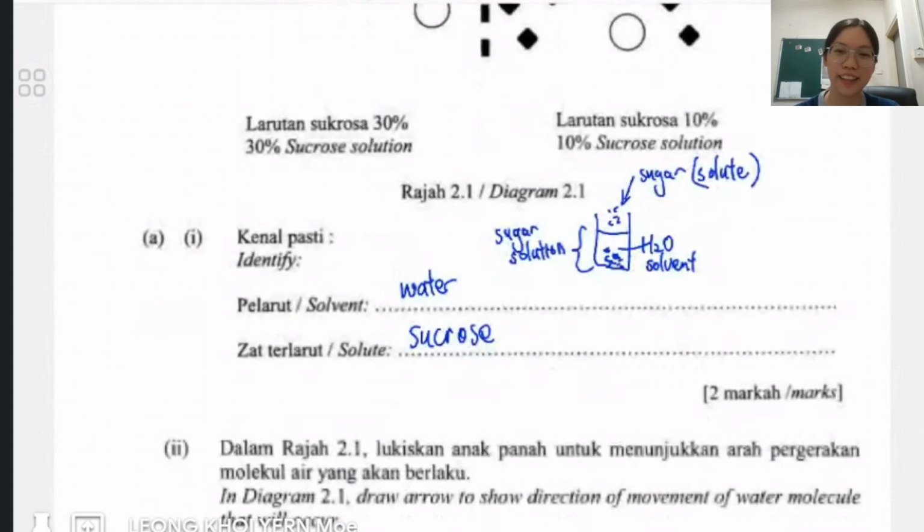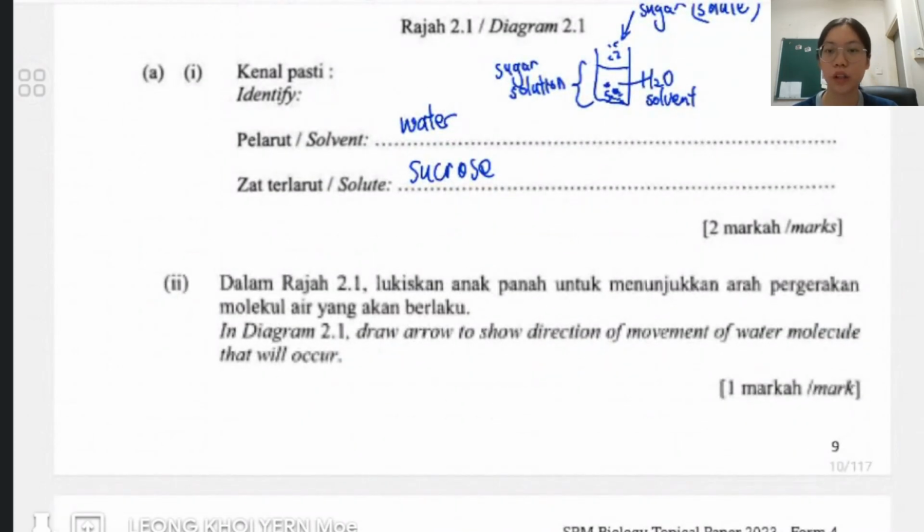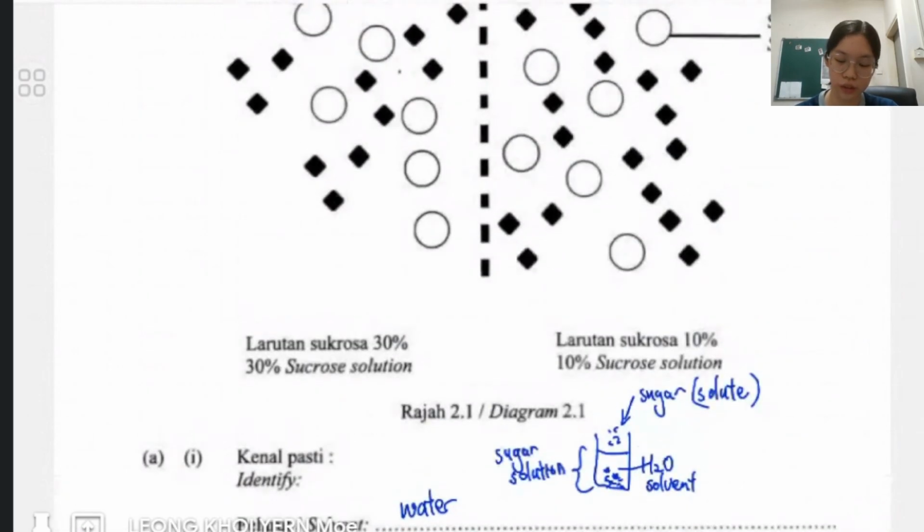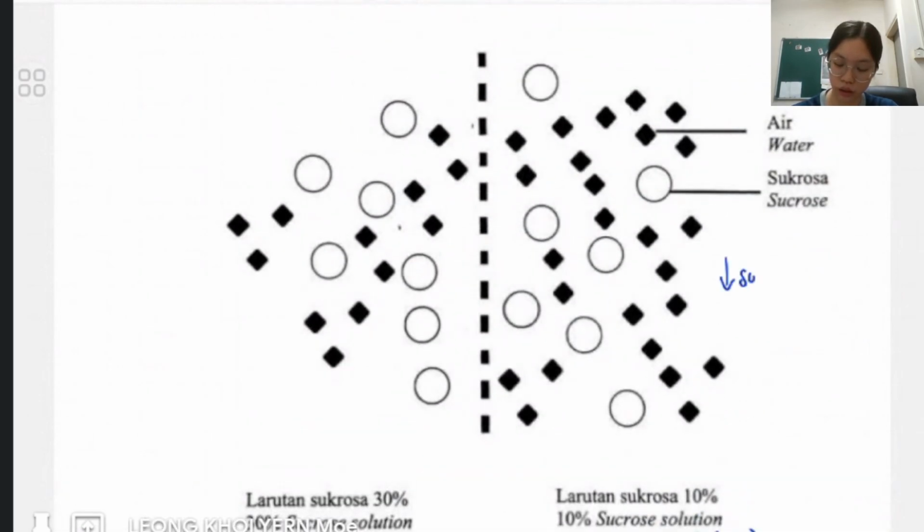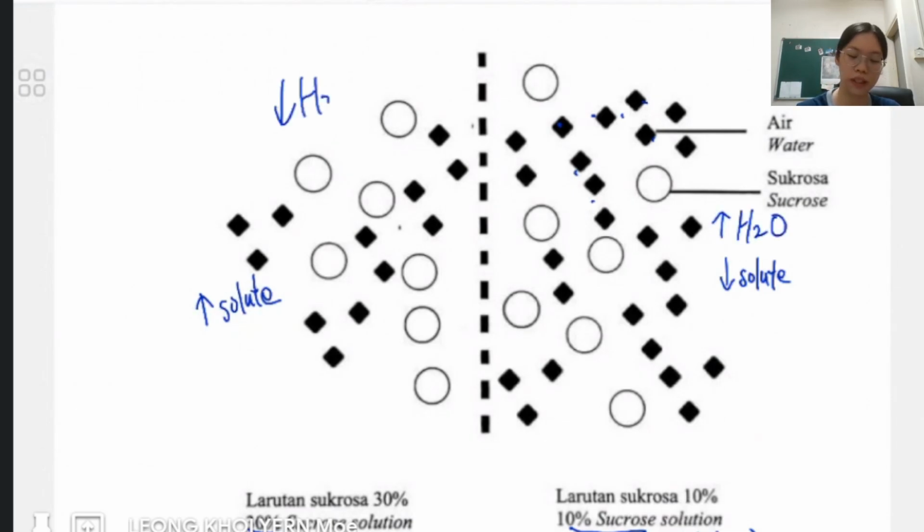And then draw to show the direction of movement of water molecules that will occur. So this one has a low solute concentration, because it is 10%, and this one has 30%. So here has a high solute concentration. For water, you can see here there are a lot of black squares, so it has a higher water potential. Here has a lower water potential. So water moves from high water potential to low water potential via osmosis. So you draw this arrow and then you get your mark.